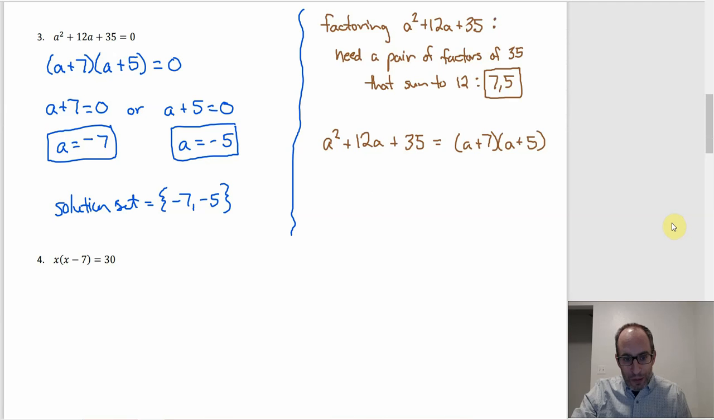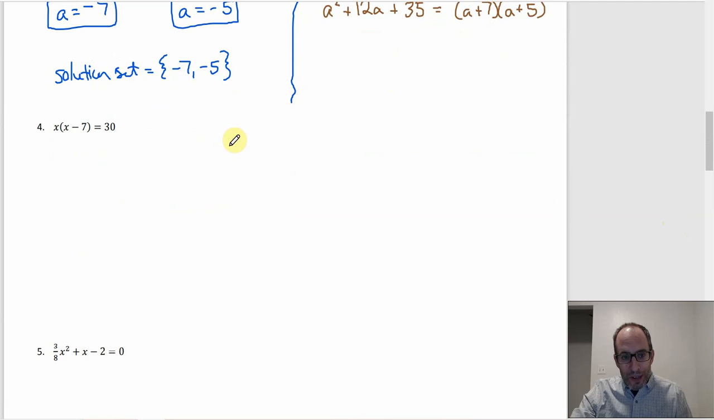Okay. 4 is a trap, because when you look at 4, it looks like the left side is factored, which is true, right? The x is factored out. But then that's not a 0 on the right.